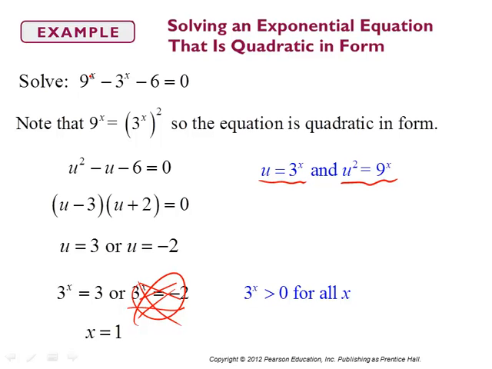And indeed, if you were to plug in 1 for x into the equation, you have 9 to the 1 power, which is 9, minus 3 to the 1 power, which is 3. 9 minus 3 is 6. 6 minus 6 really is equal to 0.